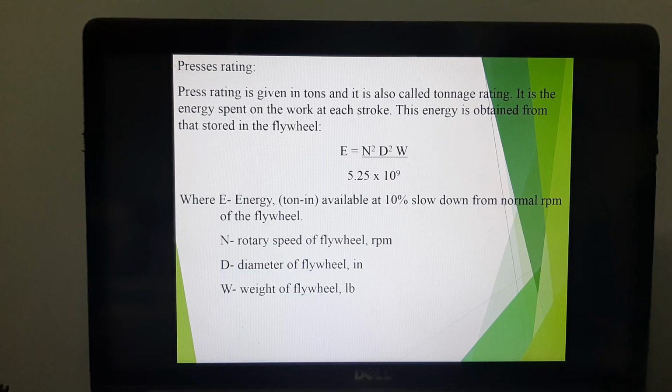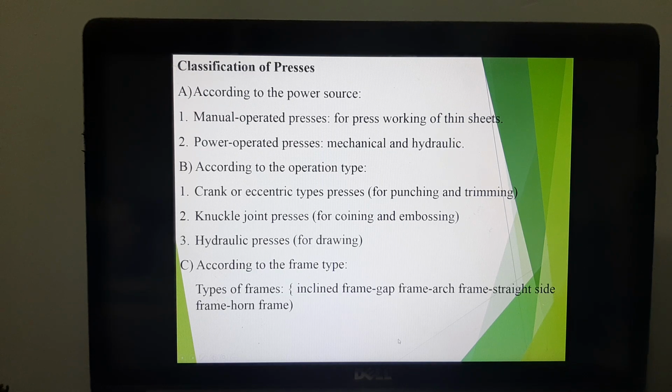For this slide, I would like to stop here. I'll continue further. This is a basic introduction to press working.